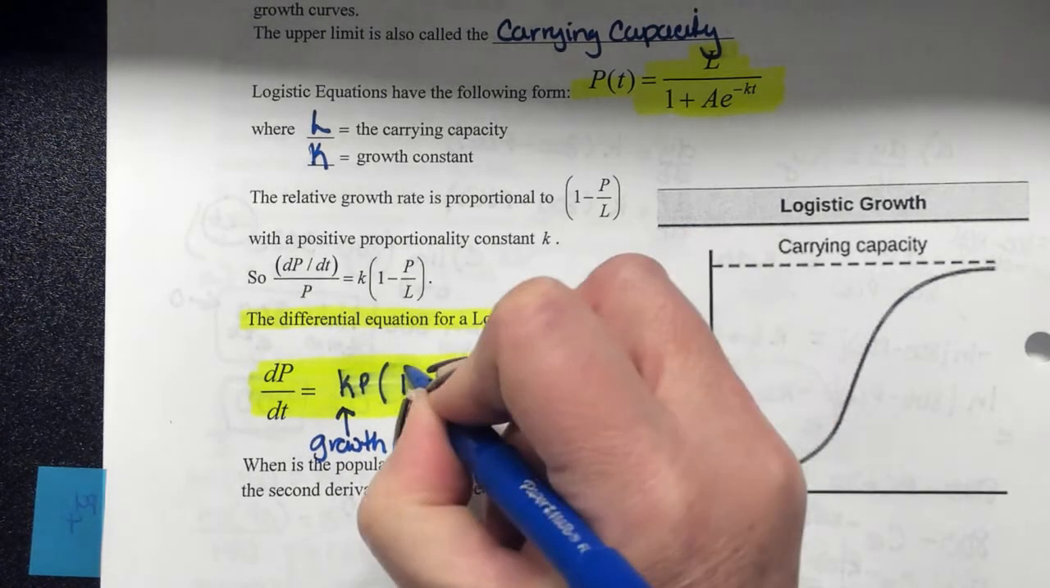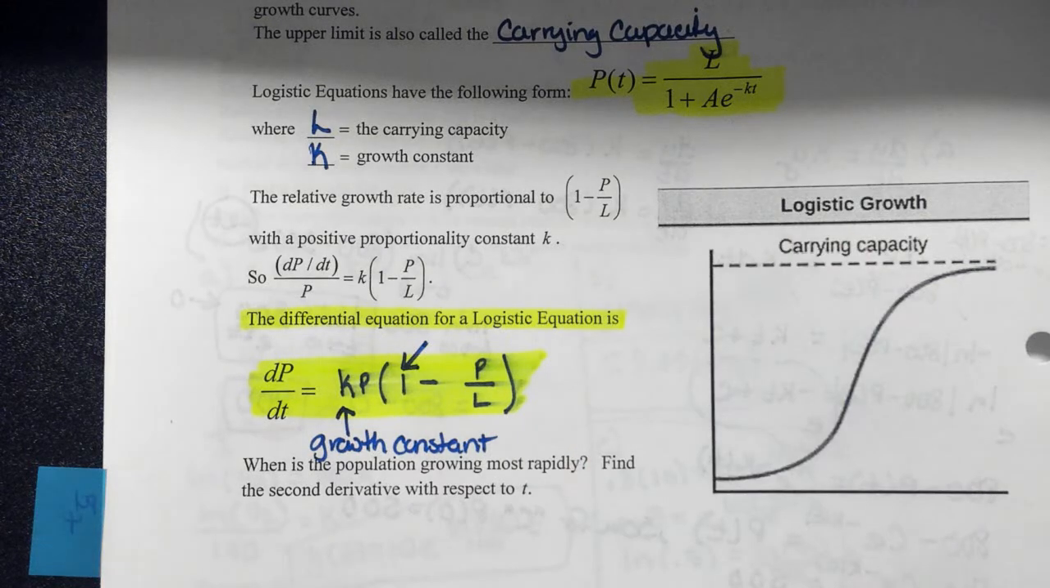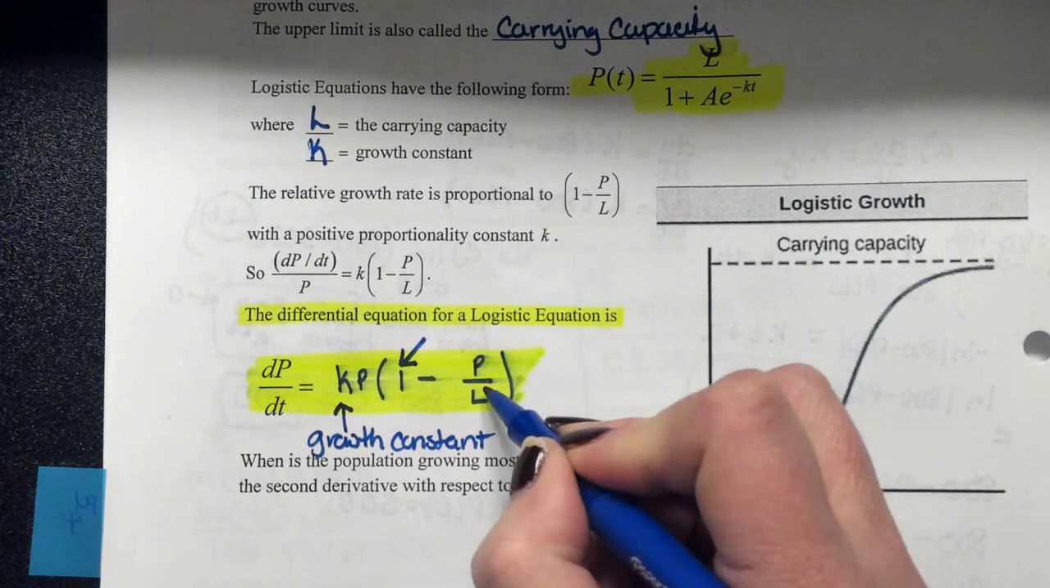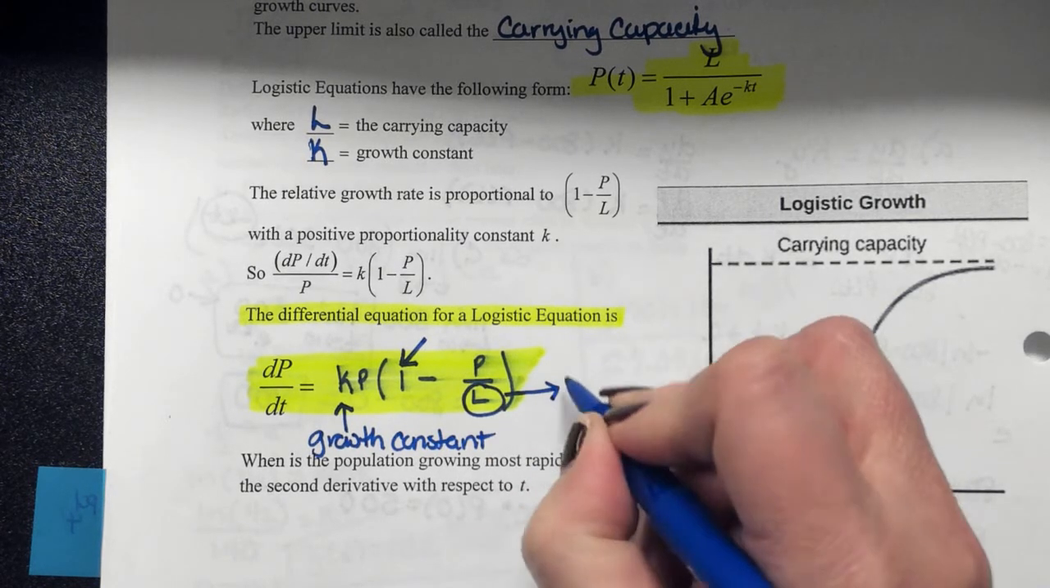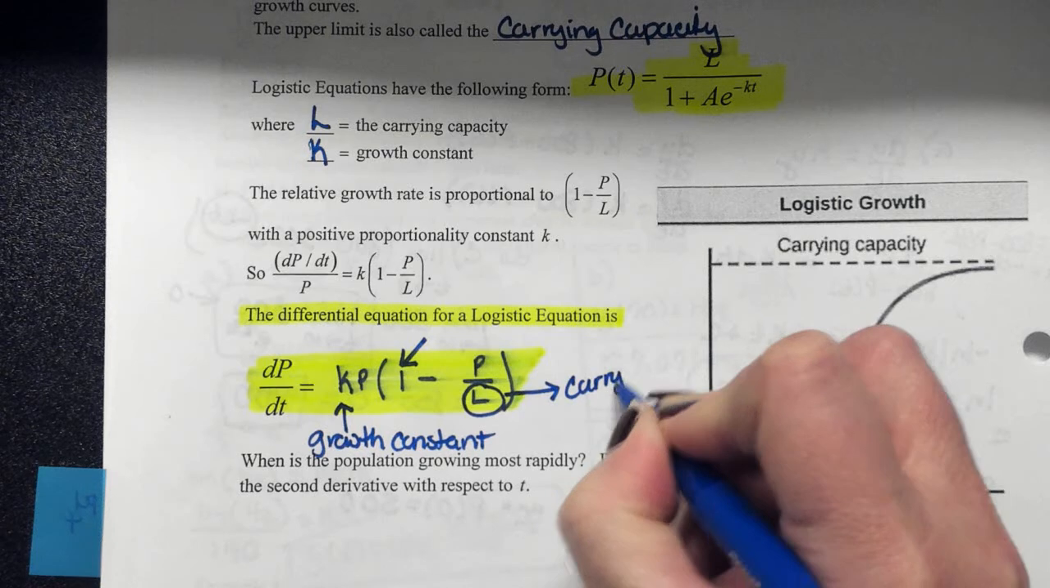And again, you want to make sure that inside the parentheses you have a term of 1. If that is not a 1, you want to factor out that particular value. The reason why it's critical that you want the differential form of this equation in this form is because the denominator of P in this particular fraction, that is your carrying capacity.